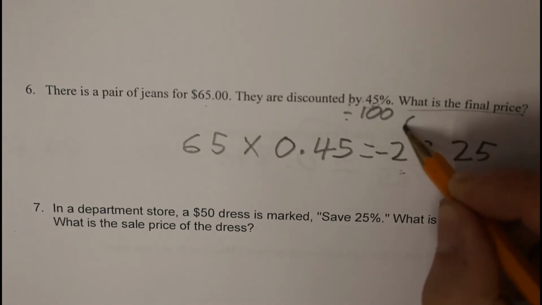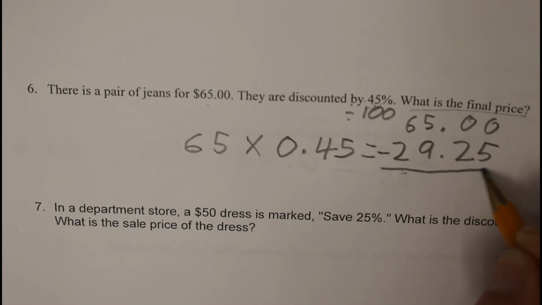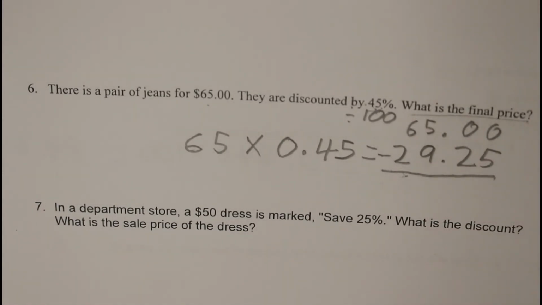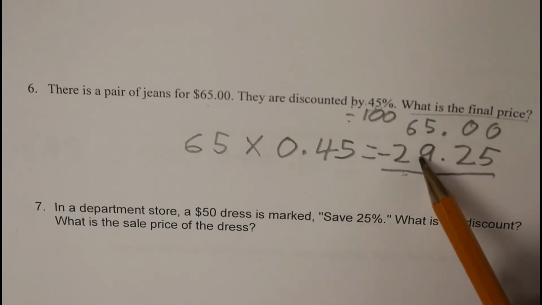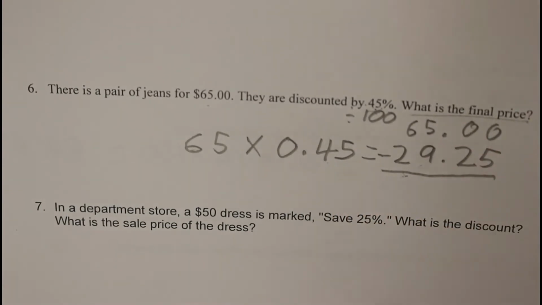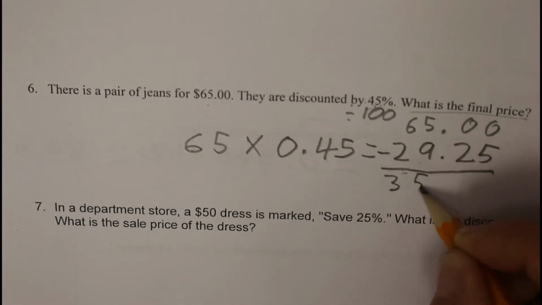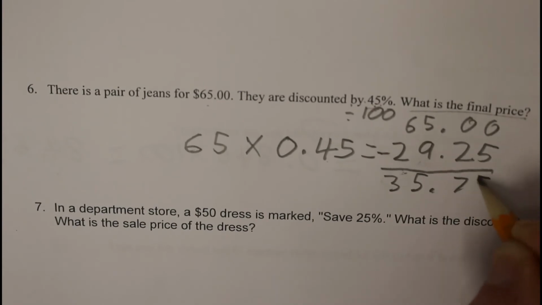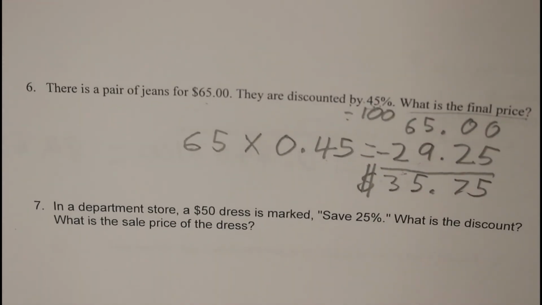So we have to do 65 take away 29.25. 65, that's your original price, take away. The sale price is taking 45% off, which is $29.25, so we need to find out what the final price is. And we get $35.75. That's how much it costs after a 45% discount.